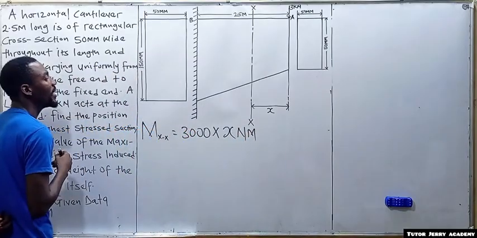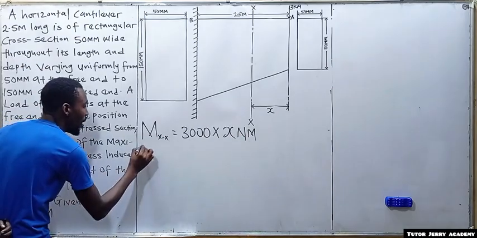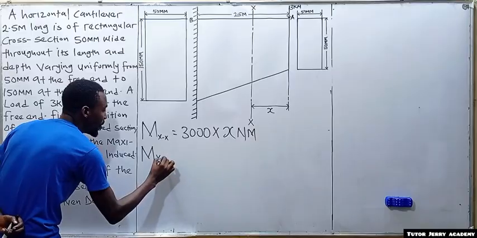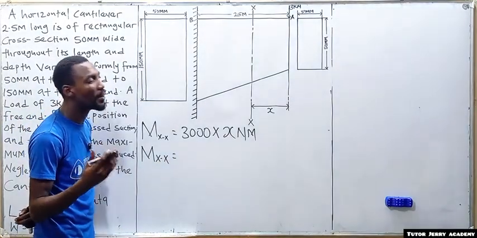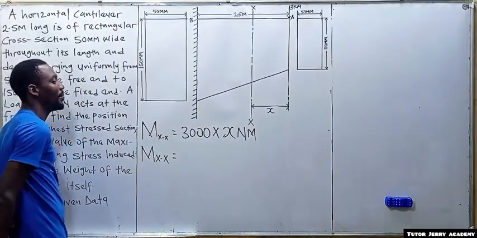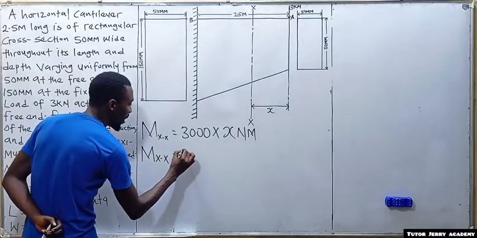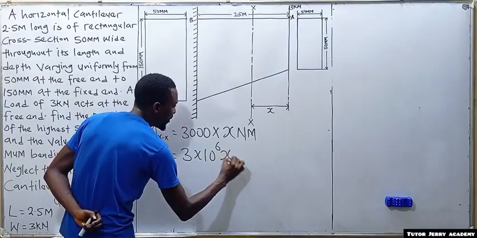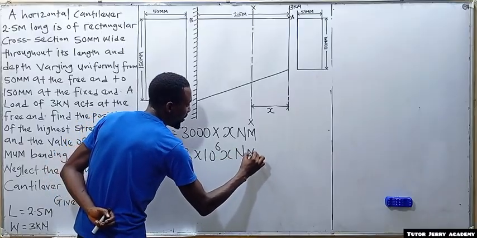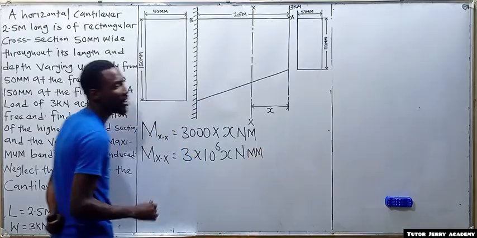If we take this to be in Newton mm, the moment along section SS will be equal to 3 times 10 to the power of 6, because we are going to multiply by 1000. So we are going to have 3 multiplied by 10 to the power of 6 S Newton mm. I hope we understand.